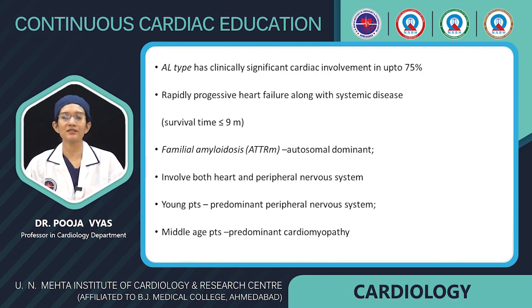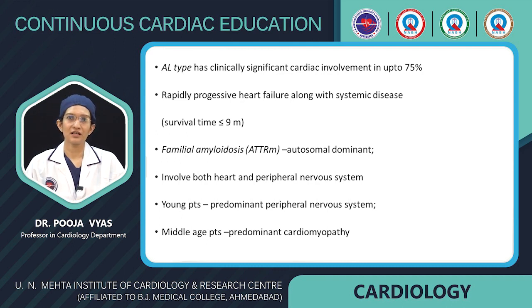and the prognosis is bad in AL type of amyloidosis because of rapidly progressive heart failure, usually with survival time less than or equal to 9 months. In case of familial amyloidosis, ATTR mutated type, it is autosomal dominant. It involves both heart and peripheral nervous system.